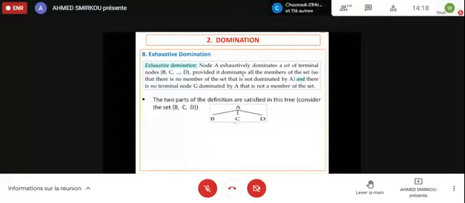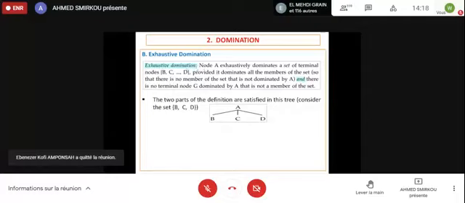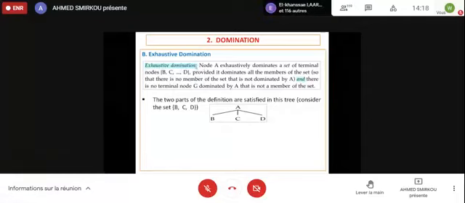Provided it dominates all the members of the set. This is the first condition. If you want to have exhaustive domination, first, that node must dominate the set. So here, does A dominate B, C, D? Yes. So we satisfy the first condition of the definition, provided that it dominates all the members of the set, which means there is no member of the set that is not dominated by A. You shouldn't have, for example, D, which is dominated by another.